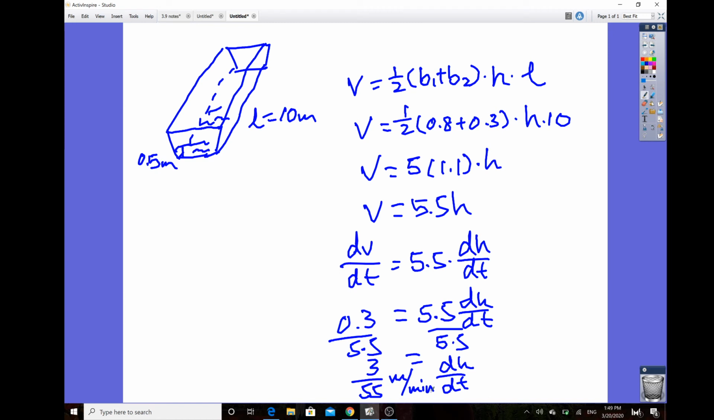Okay, so let's see what 3 over 55 is. That's about 0.054, with the 54 repeating.